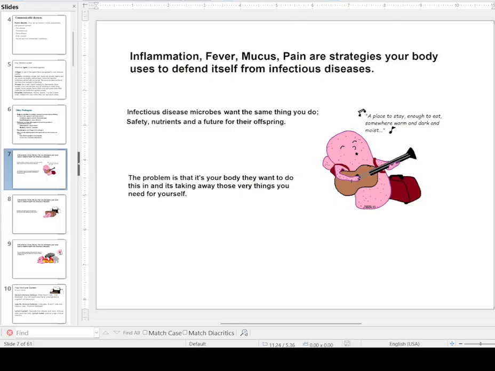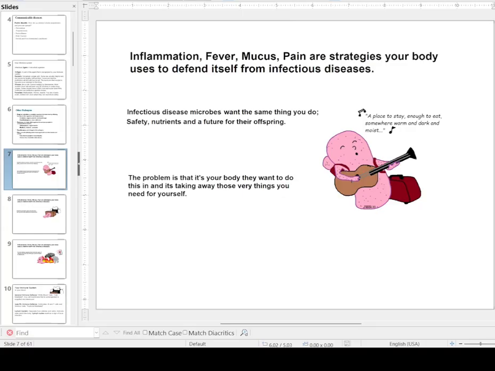What does a microbe want? A living organism that's trying to grow inside your body. Well, you know what? The microbe wants the same thing that you and I want. A place to stay, enough to eat, and somewhere it can grow the next generation. That's all, same as us.